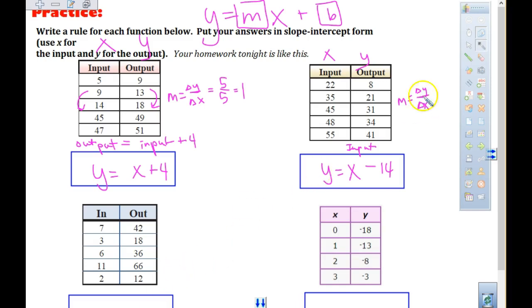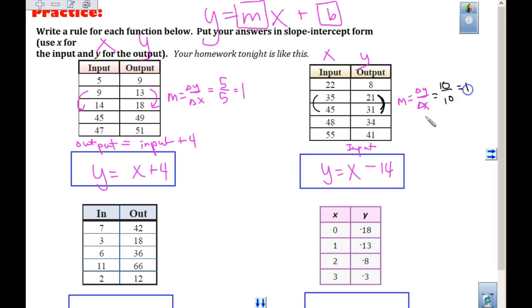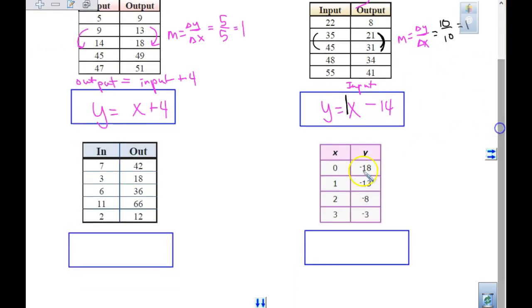If we are looking at our change in y, it doesn't matter which one we pick. I might pick this one from 21 to 31. The change is 10, right? What's the change over here? 35 to 45. 10. This is equal to 1, right? Isn't this our slope of 1? Mm-hmm. And because these are weird numbers, if I went back and found the 0, I should find it at 0, negative 14. Okay?